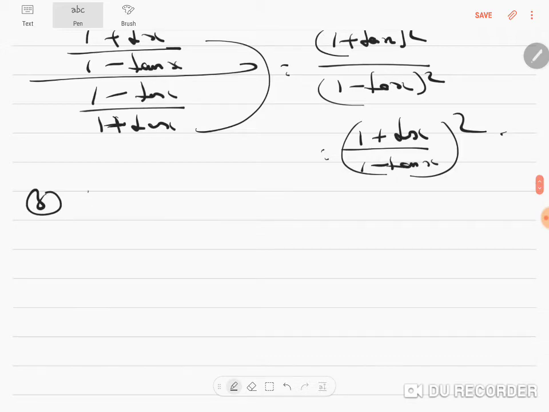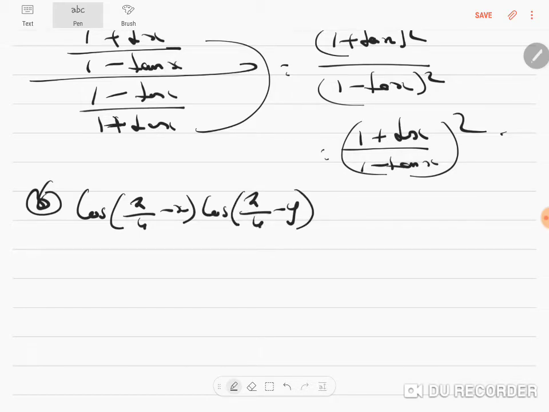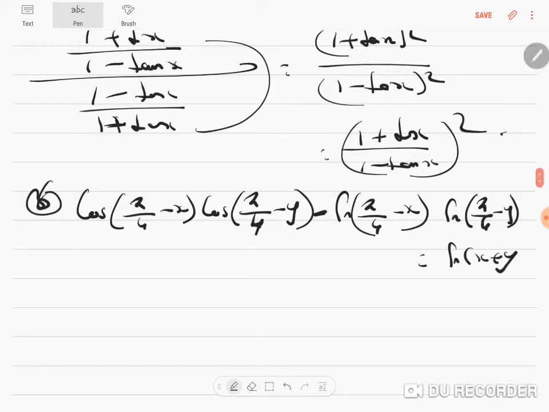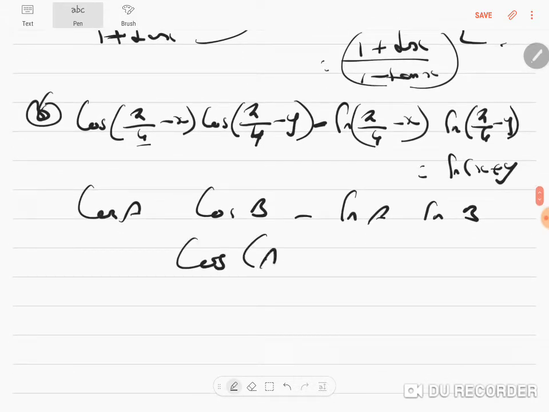6th sum, cos(pi by 4 minus x) into cos(pi by 4 minus y) minus sin(pi by 4 minus x) sin(pi by 4 minus y). You have to prove that it is equal to sin(x plus y). When I say that, can you see cos(pi by 4 minus x) into cos(pi by 4 minus y) minus sin(pi by 4 minus x) into sin(pi by 4 minus y) is like cos a cos b minus sin a sin b, whose answer has to be cos(a plus b).